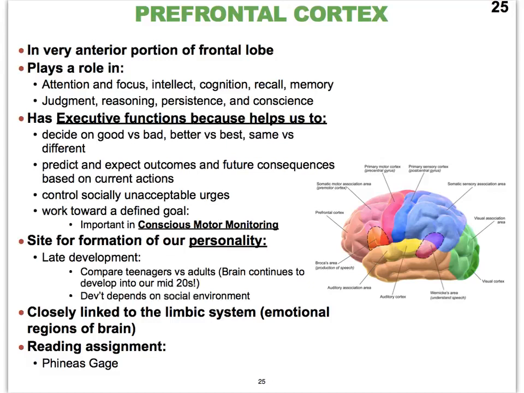And then finally, let's not forget that along with all of these executive functions, we're needing to stay attentive and focused. We need to depend on our intellect and cognition, memory. We need to be able to judge and reason and analyze, etc., etc. Very important part of our brain, probably the part of our brain that sets us apart from all other animals. It's also very closely linked to our limbic system, and we'll see what exactly the limbic system is towards the end of our discussion of the brain.